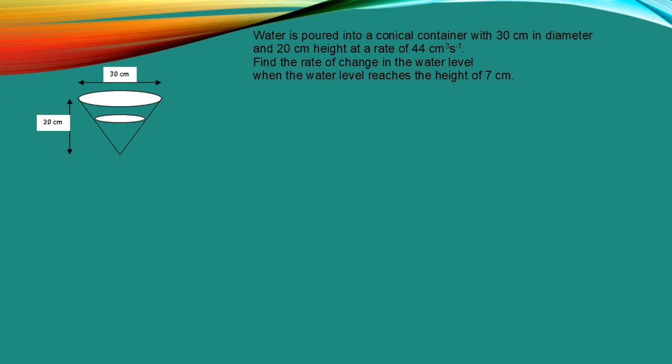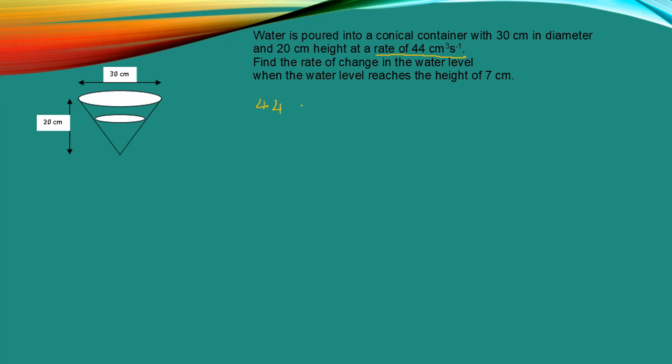Next example, we have water poured into a conical container with 30 cm in diameter and 20 cm height at a rate of 44 cm cubed per second. Find the rate of change in the water level when the water level reaches the height of 7 cm. So our figure here is conical with the diameter 30 cm and the height is 20 cm. And here we have a rate of 44 cm cubed per second.